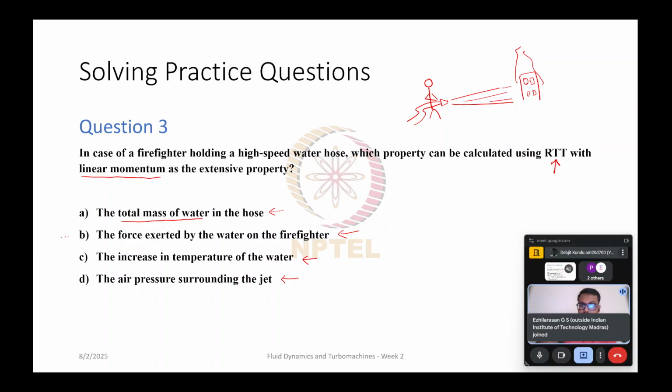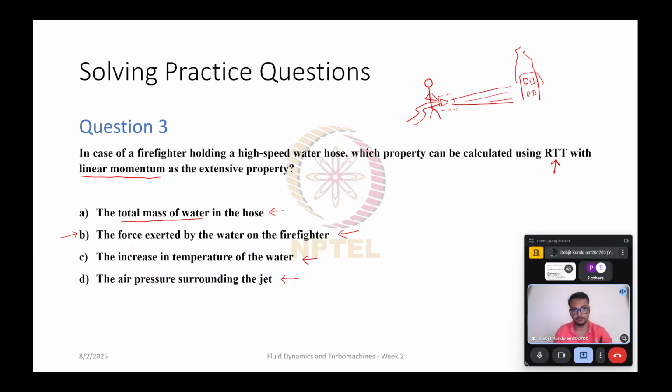Now, in the second case, the force exerted by the water on the firefighter, that's exactly what I'll get if I draw a control volume around this nozzle. That would give me the momentum efflux coming out of the control volume and what is going into the control volume. And the difference of that should give me the force exerted by the water on the firefighter.